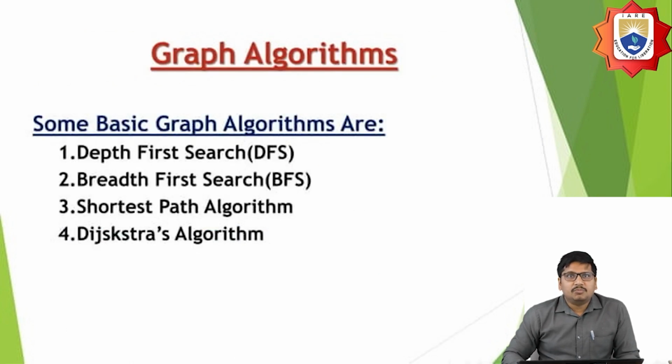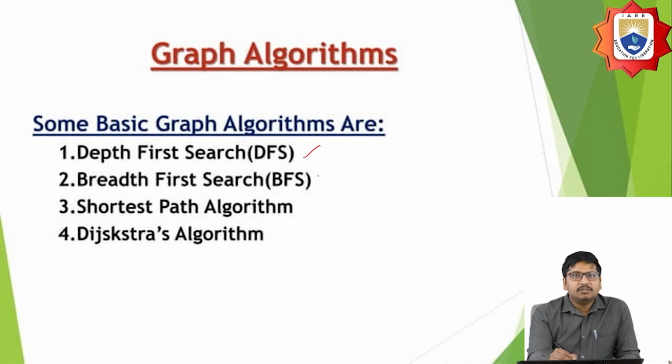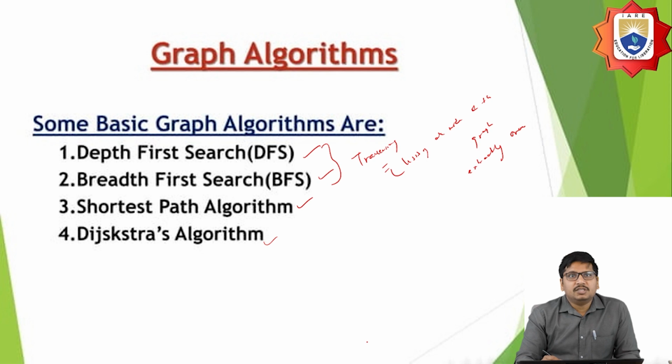So, graph algorithms. Some of the basic graph algorithms are DFS, BFS, shortest path and Dijkstra's algorithm. DFS means depth first search. This is one kind of traversing technique. Traversing means visiting all the nodes of the graph exactly once. These two are the traversing techniques, what we call DFS and BFS. And Dijkstra's is also an algorithm for finding the shortest path.